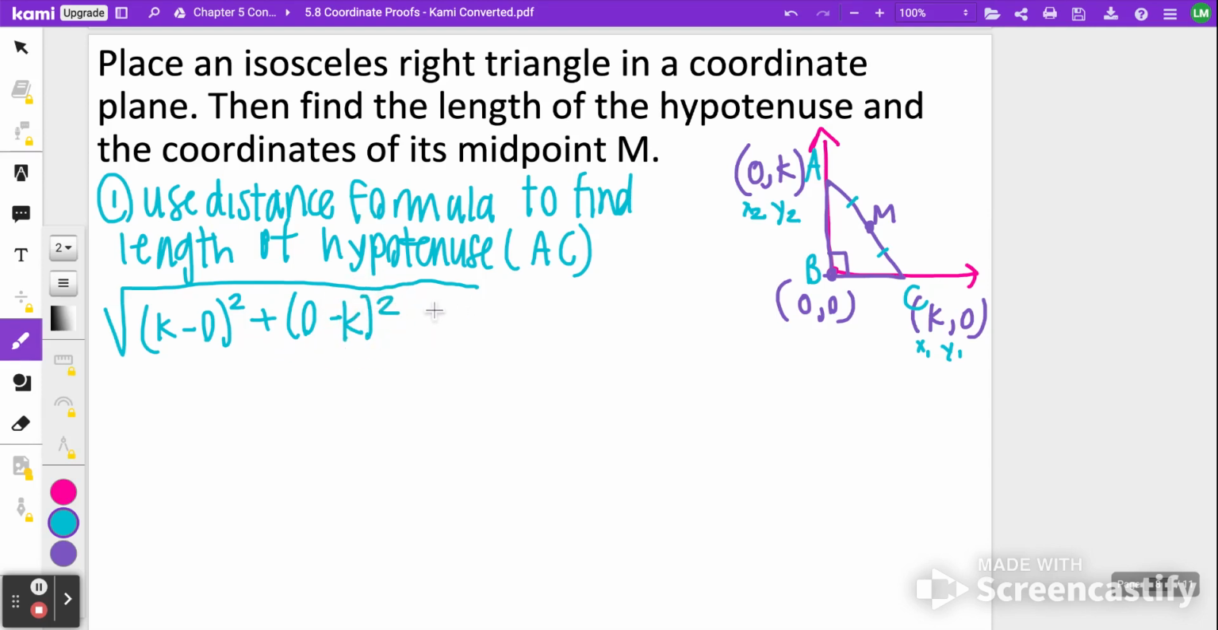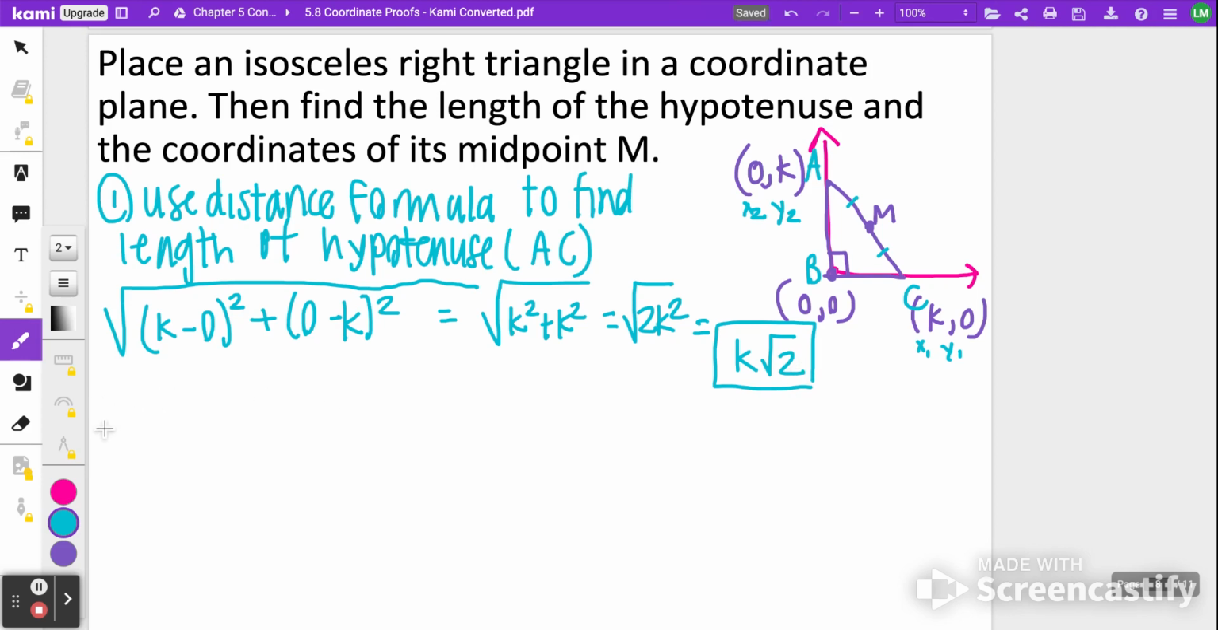Okay, that's going to reduce to just the square root of k squared plus k squared, which is equal to the square root of 2k squared. If you find the square root of that, when you take out the k squared, the square root is just k, so then I have k square root of 2. Okay, so that would be how you could find the distance of that. And then you would use the midpoint formula to find the midpoint.